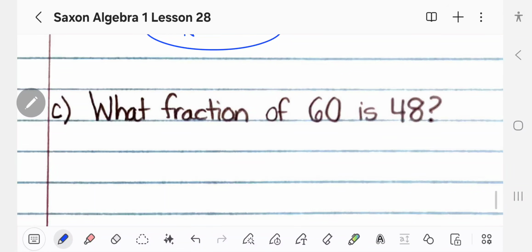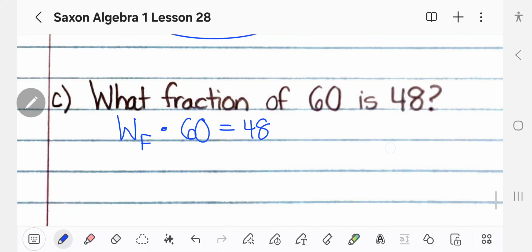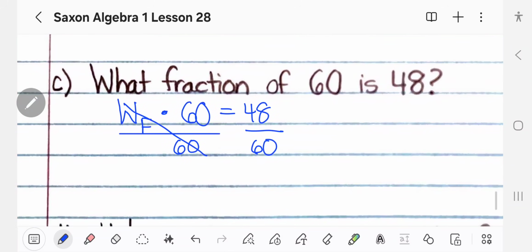C, what fraction, so I'm going to use the variable f, of 60 is 48? They are multiplying the variable by 60. So let's divide both sides by 60. What fraction is equal to 48/60ths?